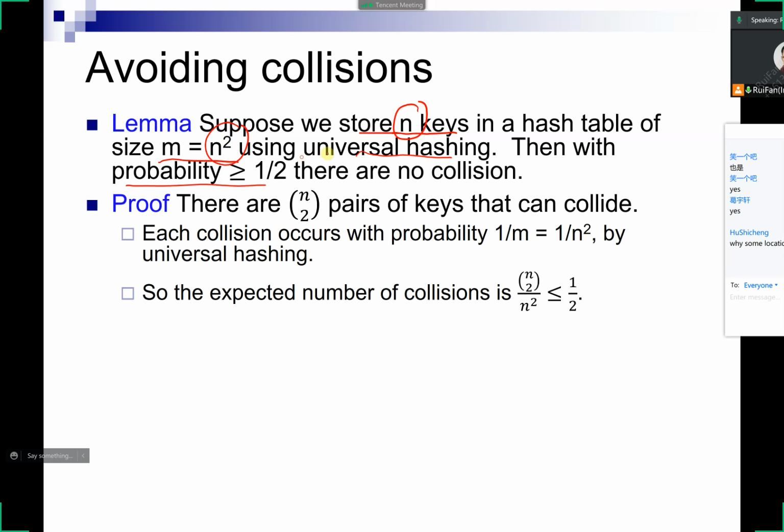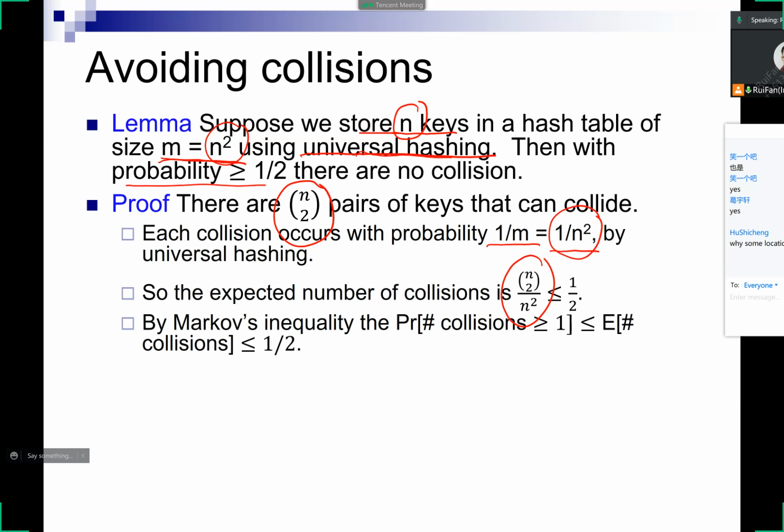Because you're going to use universal hashing, any pair of keys collides with probability 1 divided by m, where m is your table size. Since here you set m to be n squared, each collision occurs with probability 1 divided by n squared. Therefore the expected number of collisions is just the total number of pairs of keys which can collide times the probability that each of them does collide. It's going to be this expression over here, which is less than 1/2. So your expected number of collisions is less than 1/2.